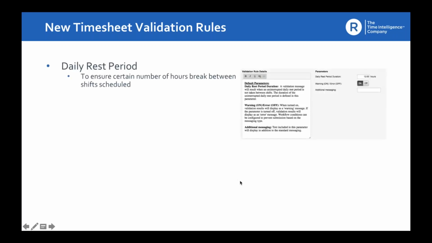So the first new timesheet validation rule we introduced is the daily rest period. This is if you want to ensure your employees are taking time off for a certain number of hours, hypothetically, let's say 12 hours between each shift. So a new daily rest period validation rule can help you with that. With this rule, employees who will attempt to punch in or enter a starting time without having taken the required duration of rest will either see a warning message or the error message, depending on what you actually set that threshold up for.